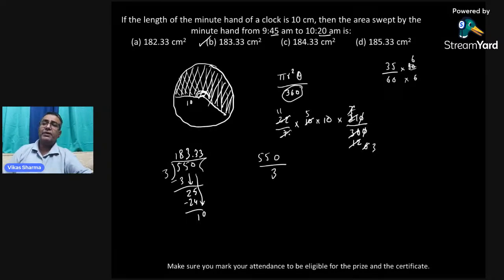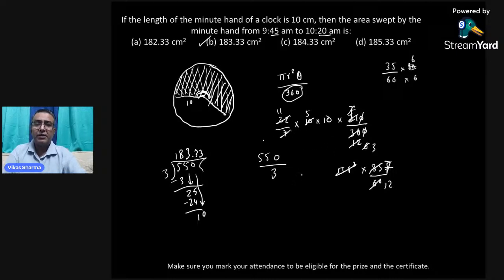The area of the complete circle we know is pi r square, and we need to find that fraction. What fraction of the full circle is it? It is 35 minutes, because 9:45 to 10:20 is 35 minutes, and the total is how many minutes in the circle? It's 60 minutes. So that fraction of the circle is 35 upon 60. I can just divide both by 5, so I get 7 on top and 12 here. 5 times 7 is 35, 5 times 12 is 60.